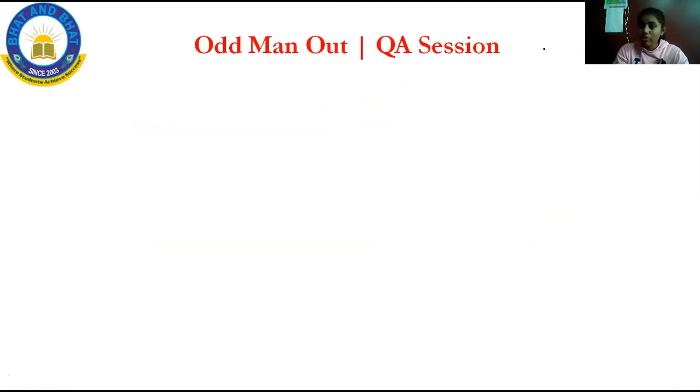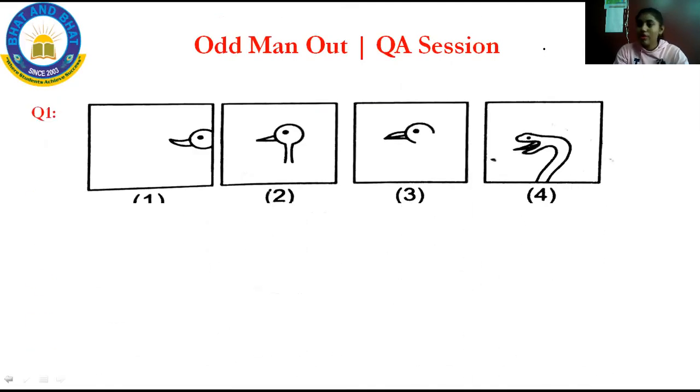Odd man out QA session. So this is your first question. Look at the options, they have given 4 options: option 1, option 2, option 3, option 4. Now what you have to do is go through each and every option first, start reasoning, and then tick the correct answer. My dear kids, ticking the answer is very easy. Whatever you want, you can tick, but reasoning is important.